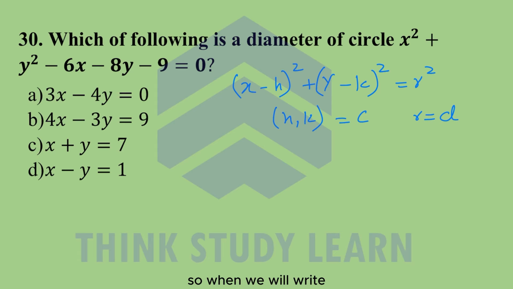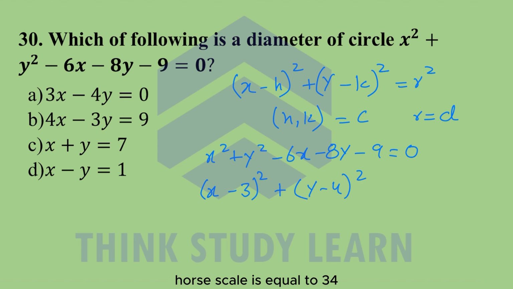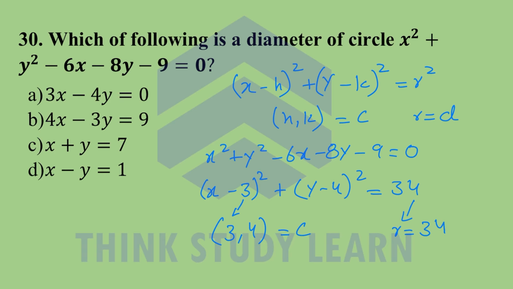So when we rewrite the given equation into the standard form of the circle, the equation will become x minus 3 whole square plus y minus 4 whole square is equal to 34. So the center of the circle, here h is 3, so 3 and 4 is the center of the circle, and the radius here is square root 34, so the diameter will be 2 square root 34.